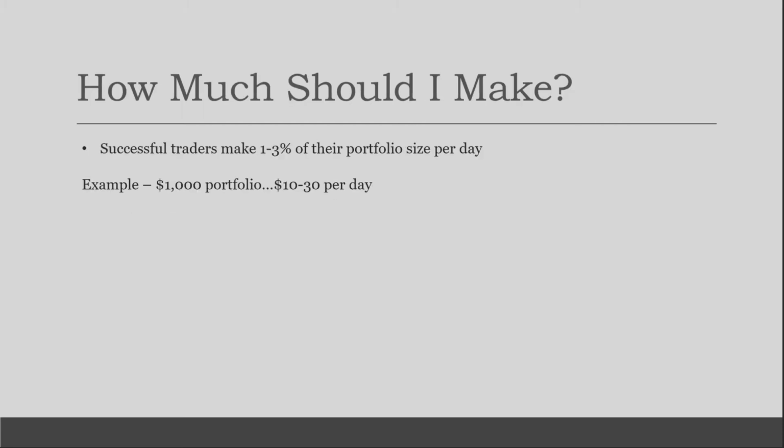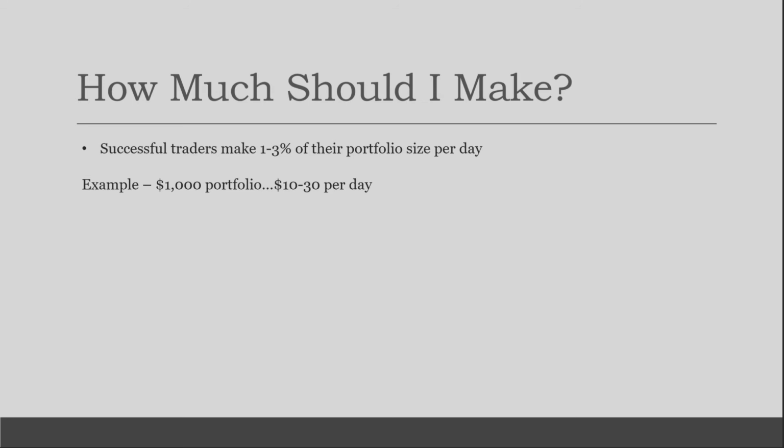And finally, the golden question. How much money should you make per day trading in the stock market? Take a note of this. Successful traders make roughly 1 to 3% of their portfolio size per day. As their portfolio size grows, they choose to make less money per day, as at some point, 1% ends up being a lot of money, sometimes an unattainable amount. For example, if your portfolio size was $1,000, you should be looking to make $10 to $30 per day.